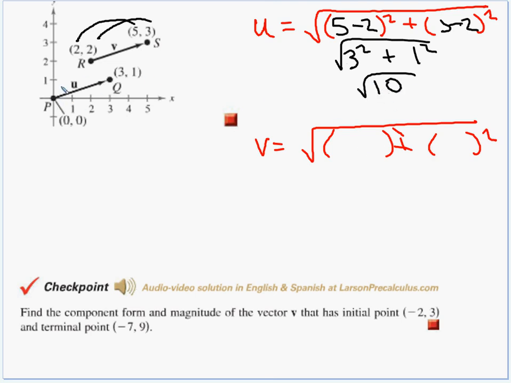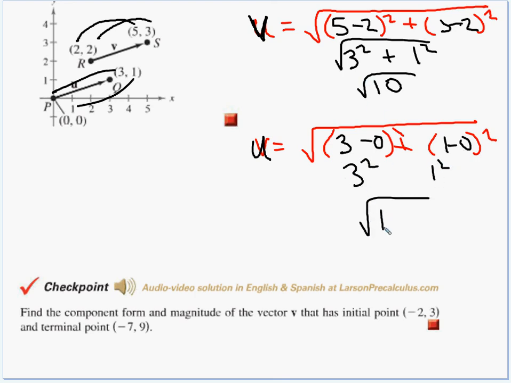Down here, the lower vector, I guess I did that backwards. What we just did here is v. So this will be u. X is 3 minus 0, y is 1 minus 0. So that becomes a 3 squared and a 1 squared, just like above. That's going to add up to a 10. So the magnitudes are the same.